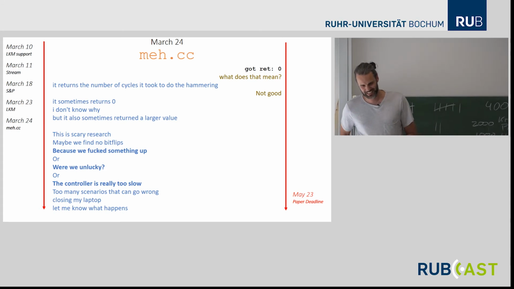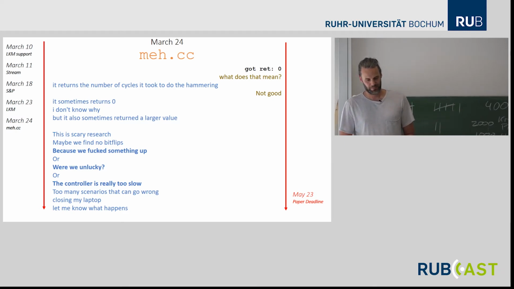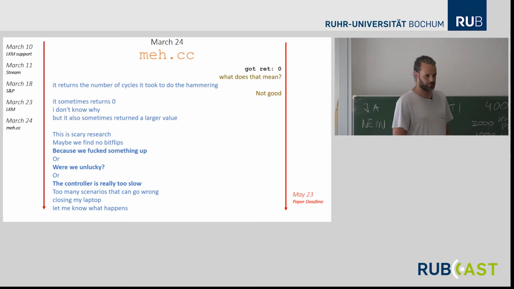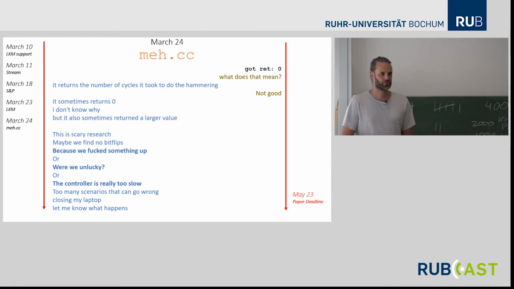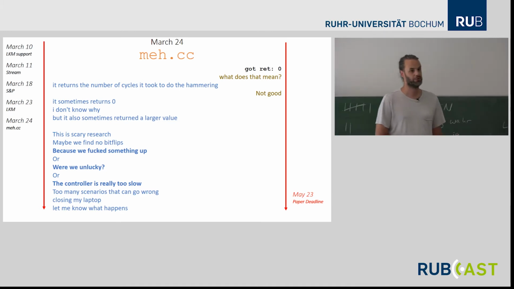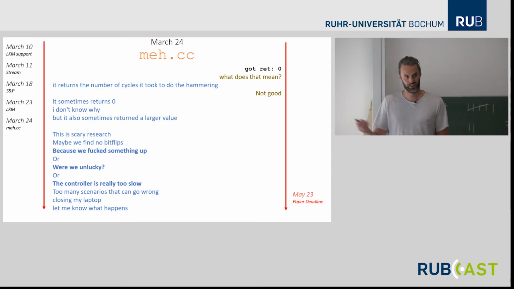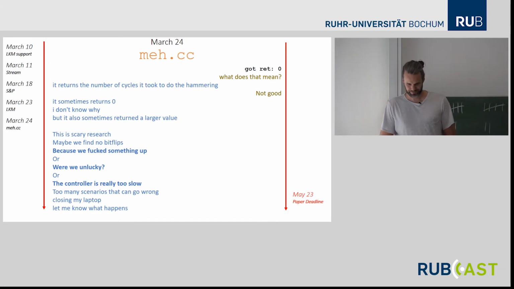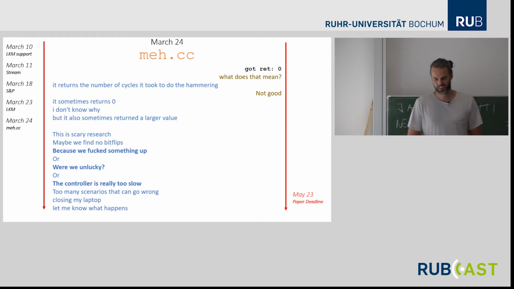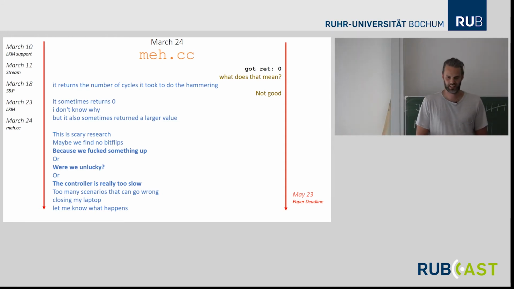And then I realized that the thing that we were doing was actually quite scary in a sense, because maybe we find no bit flips because we cannot write proper code. Or maybe we were unlucky with our hardware. So maybe we were looking at a phone that was not vulnerable while the next phone in line was. Or maybe the controller was too slow. So basically there were too many scenarios that could go wrong. Closing my laptop, let me know how it works.